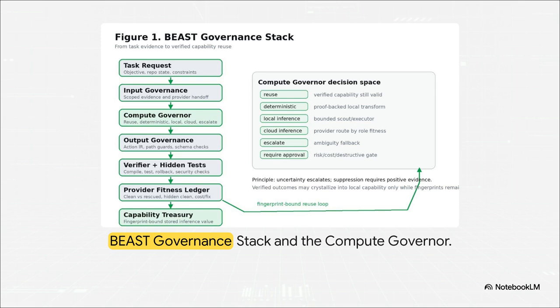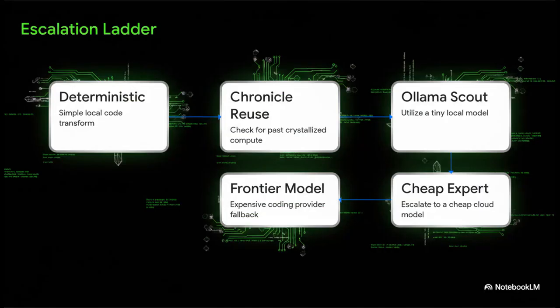Before ever reaching out to a cloud provider, the compute governor strictly asks, wait, is inference mathematically necessary here? Can we just reuse a verified capability? Could we do a deterministic local transform? It only escalates to the cloud if there is unresolved semantic ambiguity, meaning the system literally can't understand the context without a massive brain to help it out. And here is exactly how that escalation happens step by step. Honestly, it acts kind of like a highly frugal financial advisor that actively resists spending your money unless it absolutely has to.